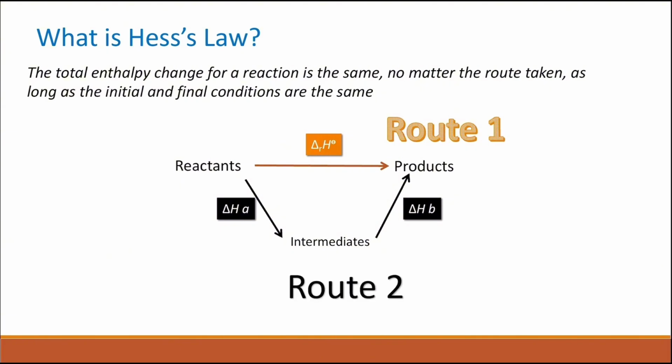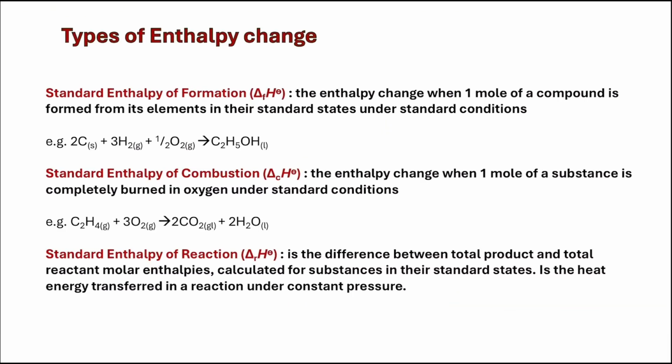Route 1 will be the one in one direction, as we see from the arrows. This is the orange one. Route 2 will be the 2 steps which go together in the opposite direction to route 1. So the total of the enthalpy change of route 1 will equal the total of the enthalpy change of route 2. If we have any of these missing, we can rearrange our equation to find the missing enthalpy change.